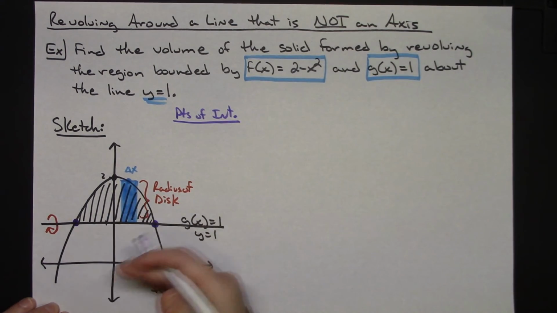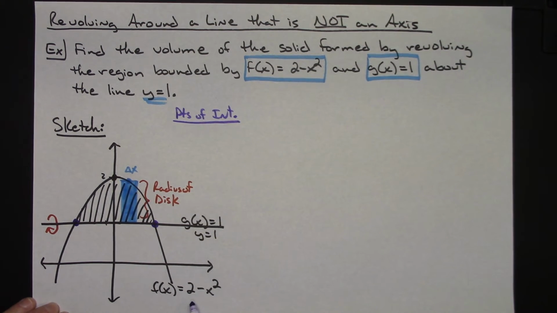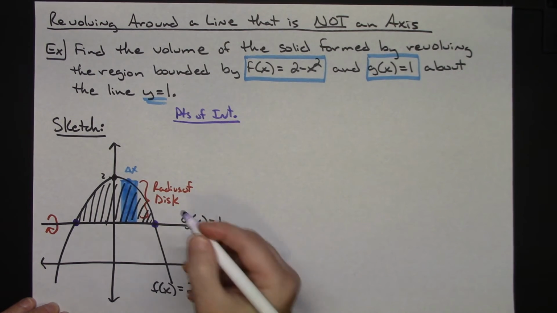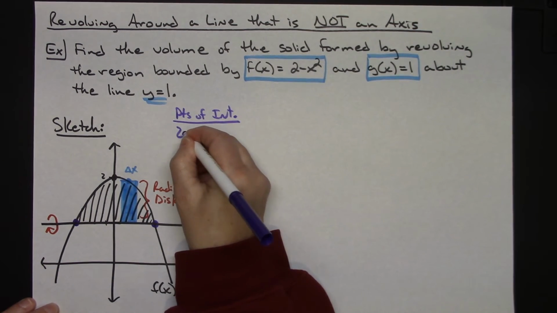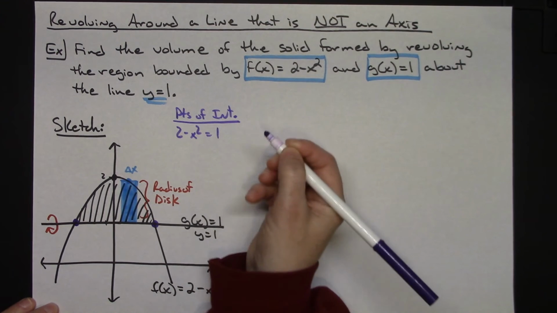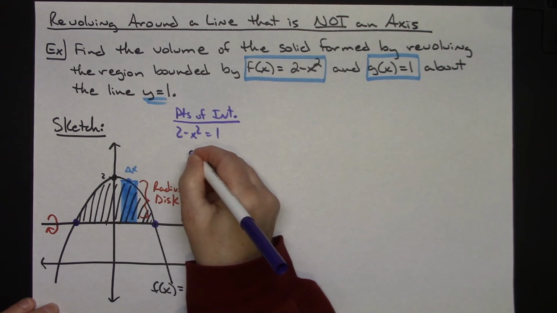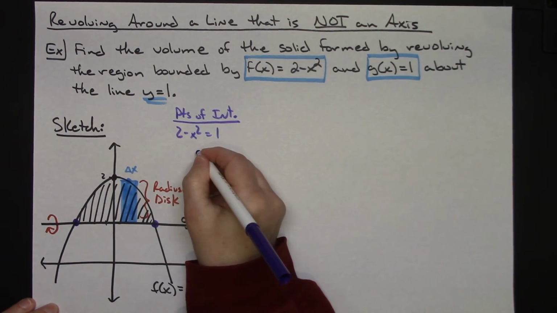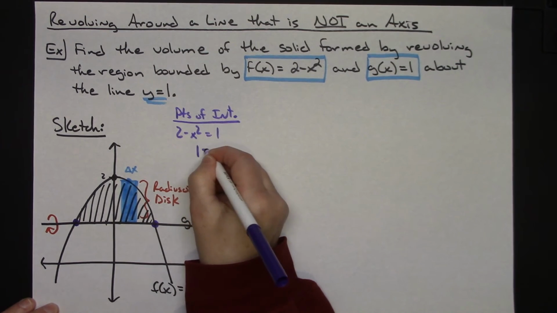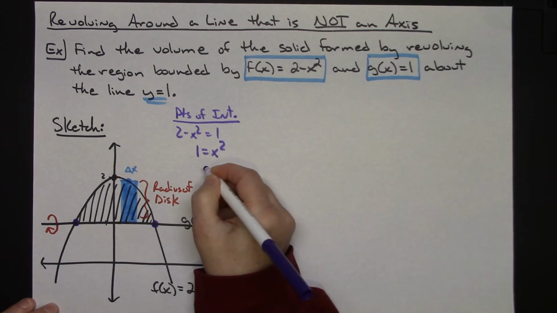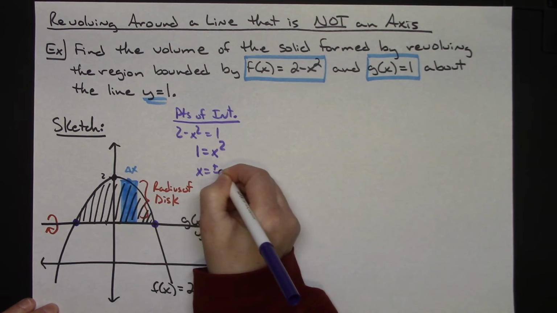Hopefully you remember that all you have to do is set the two curves equal to each other. So 2 minus x squared, and I'm going to set that equal to 1, and then solve. So 2 minus x squared equals 1. Let's see, subtract 1 from both sides, and then move that x over to make it positive, probably that'd be good. 1 equals x squared, so x is equal to plus or minus 1.